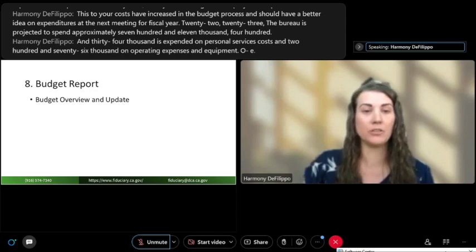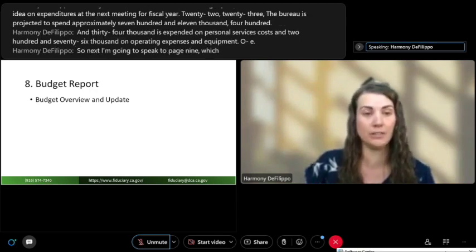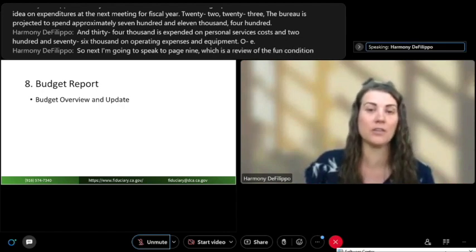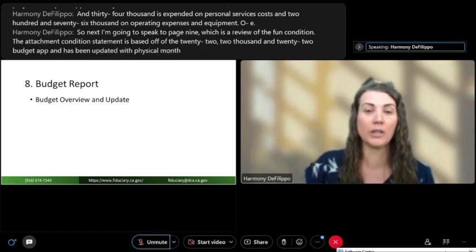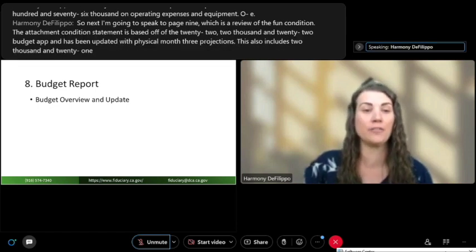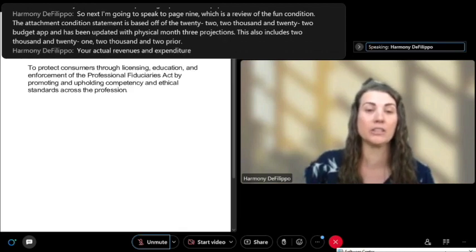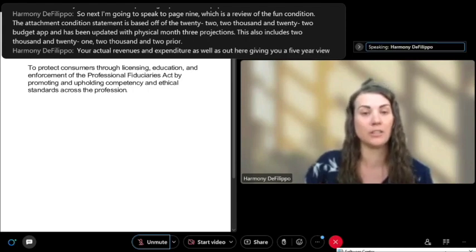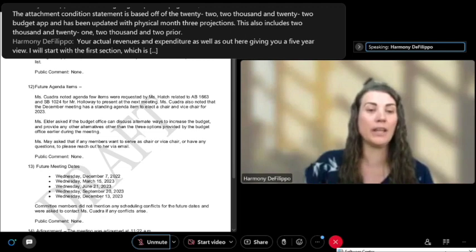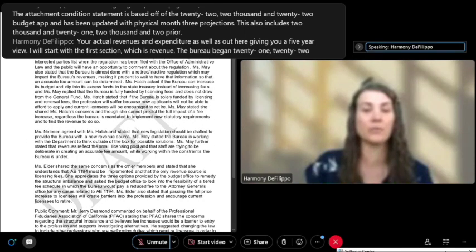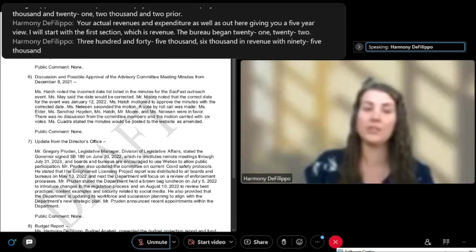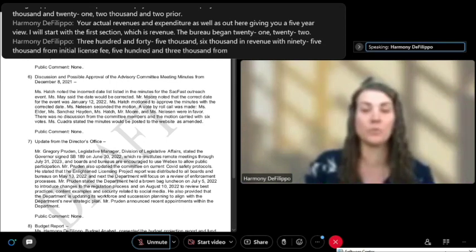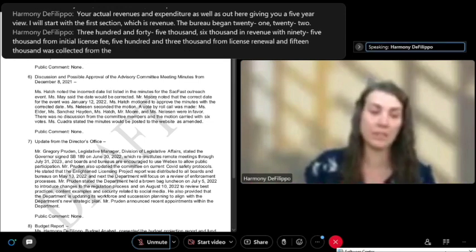So next I'm going to speak to page 9, which is a review of the fund condition. So the attached fund condition statement is based off of the 2022 Budget Act and has been updated with fiscal month 3 projections. This also includes 2021-22 prior year actual revenues and expenditures, as well as out years, giving you a 5-year view. I will start with the first section, which is revenues. The Bureau began 21-22 with a fund balance of $345,000 and collected $613,000 in revenue, with $95,000 from initial license fees, $503,000 from license renewals, and $15,000 was collected from the issuance of citations, fines, delinquent fees, and other revenue.